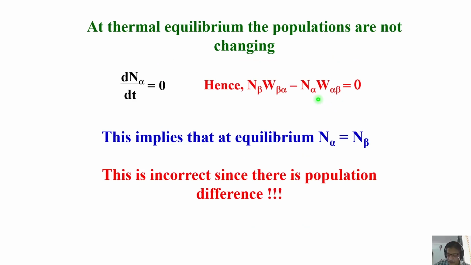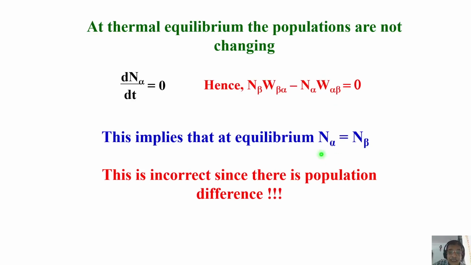Now, if we equate this thing, what is going to happen? At thermal equilibrium there is no more change. This implies that at equilibrium, N alpha should be equal to N beta. This is something strange. N alpha has to be equal to N beta so that this term goes to zero.